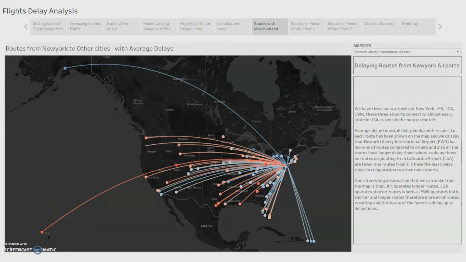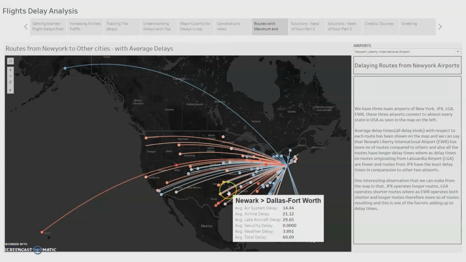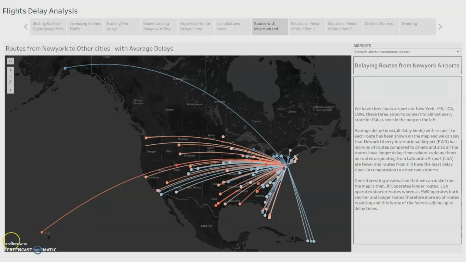One of the interesting observations we can see from these maps is that JFK operates on longer routes, whereas LGA operates on shorter routes. And since EWR operates on both longer and shorter routes, which tells us that it has more routes, this can result in delays of the flights because of air traffic. Now Abhishek will be explaining the solutions to these delays.